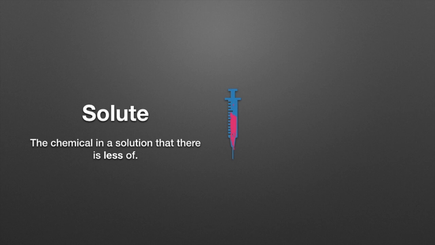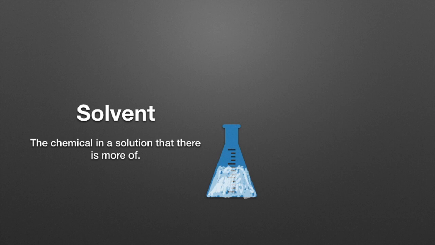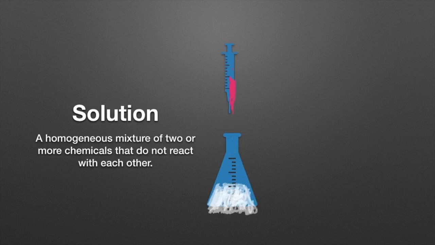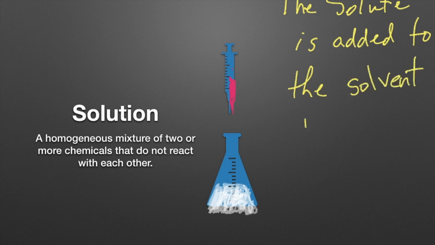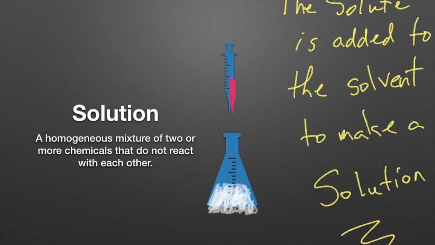So a solute is the chemical in a solution that there is less of. A solvent is the chemical in a solution that there is more of. And a solution is a homogeneous mixture of 2 or more chemicals that do not react with each other. And the solute is added to the solvent to make a solution.